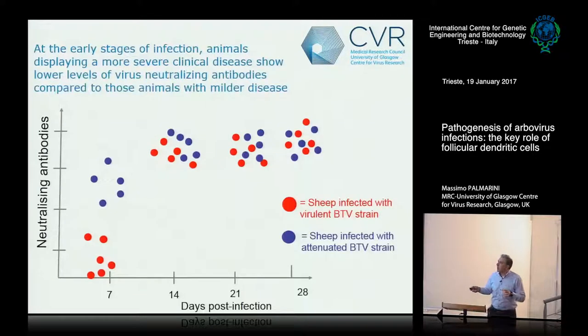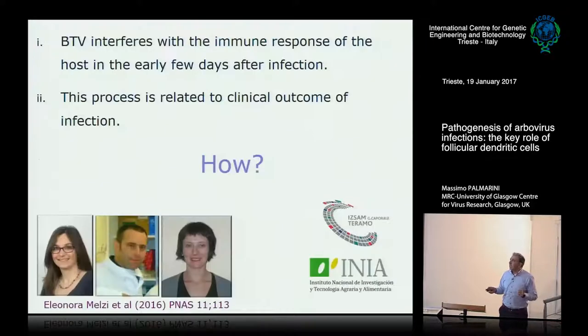So just to summarize, what we saw in our experiments, others as well have observed the same thing, is that at the early stage after infection, sheep infected with an attenuated, so sort of less virulent, strain have higher levels of neutralizing antibodies compared to sheep that are infected with more virulent strains. So that's what we saw in different systems. So that was a key observation.